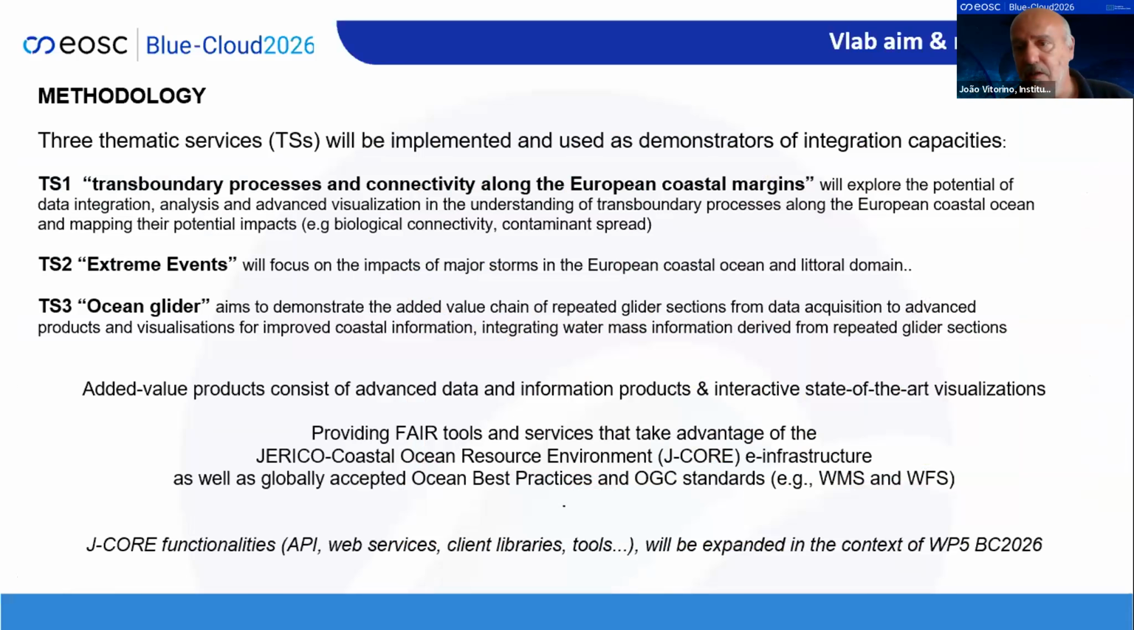Thematic service 1 is dedicated to transboundary processes and connectivity along the European margin. We want to explore how the currents and dynamics along the coastal ocean areas can promote the transport, over very long distances, of a number of influences and impacts, for example of biological species, of contaminants, of water properties.